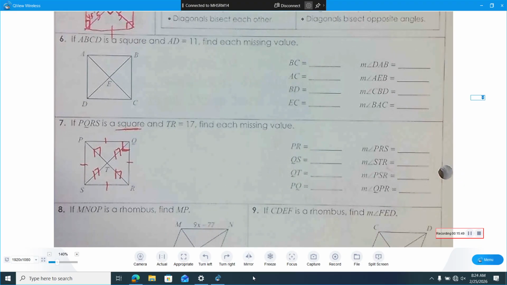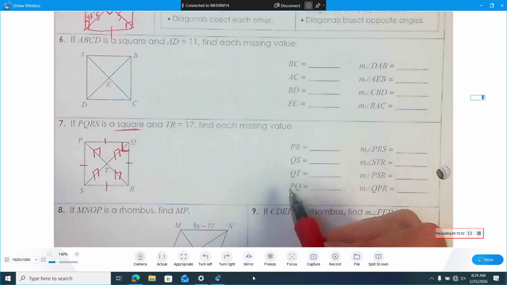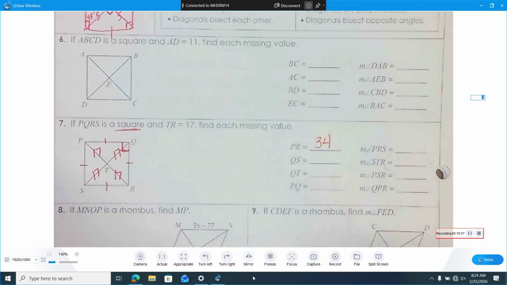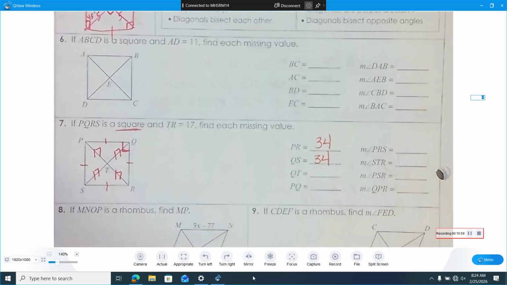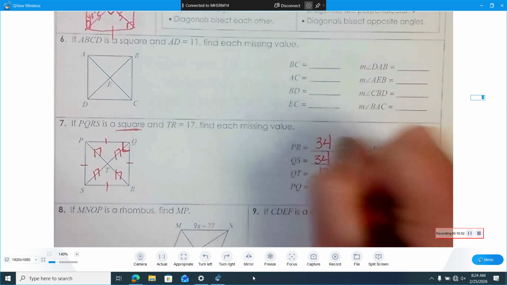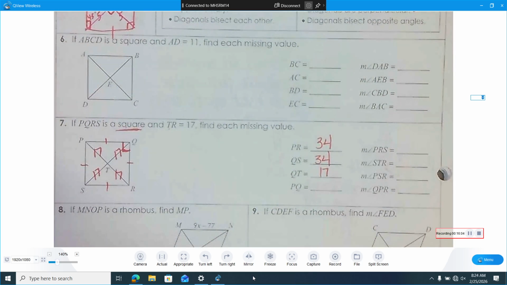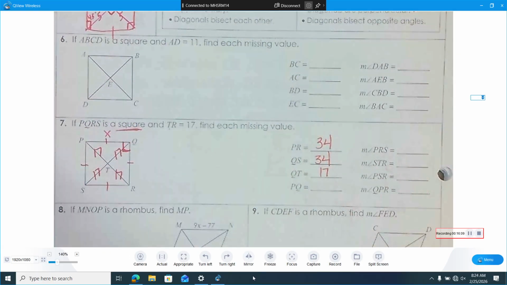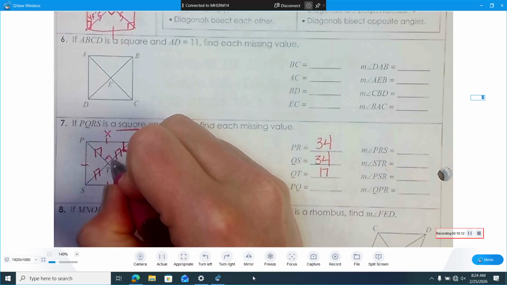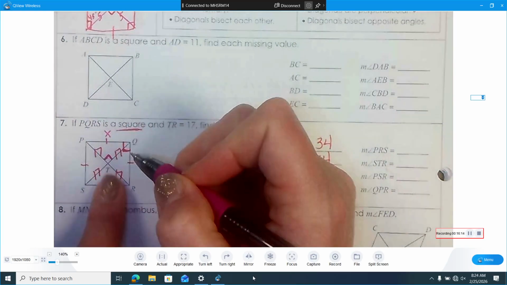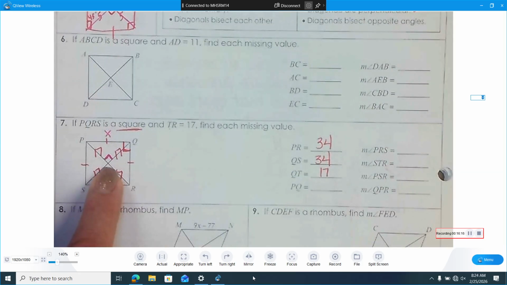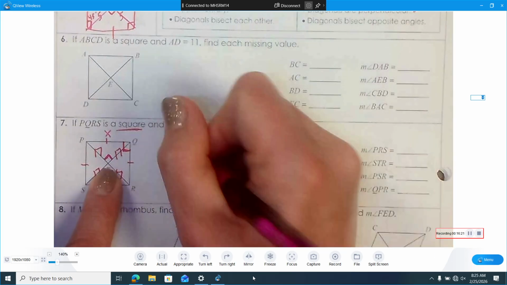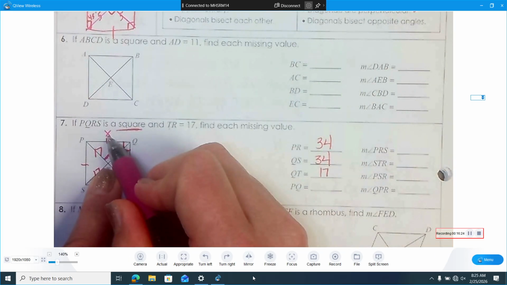All right, we want to find each missing value. What's PR? 34. QS is also 34. QT is 17. PQ. How do we find PQ? Pythagorean theorem. We have a right angle where the diagonals bisect each other. That's a right angle, so we have to use the Pythagorean theorem. So the x is our hypotenuse.